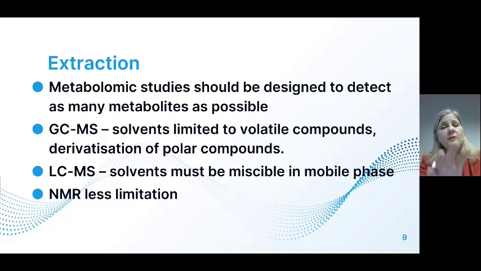So what we can do is react the carboxylic acid with an alcohol to form an ester, which is a non-polar compound with a lower boiling point, and we would be able to analyze it on GC.